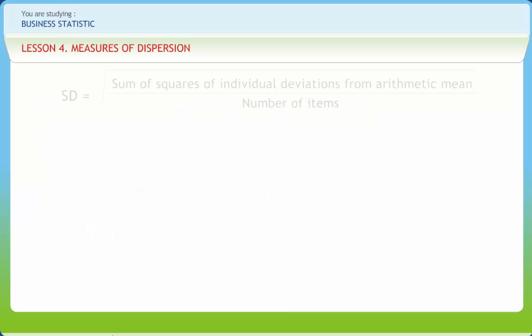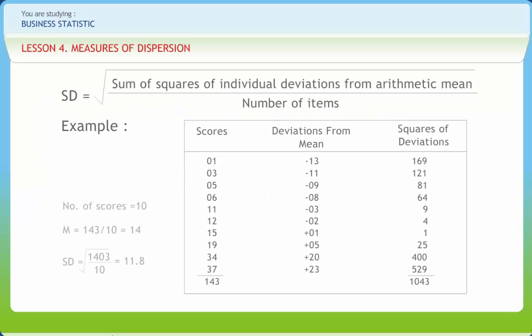In this example, observations are given. First, calculate the arithmetic mean, AM, which equals 14. Then subtract each individual value from the AM of 14, square each value, multiply it times itself, and sum the squared values, which equals 1403. Divide the total by the number of values, n equals 10, which equals 140.3, and calculate the square root of the value, which equals 11.8.